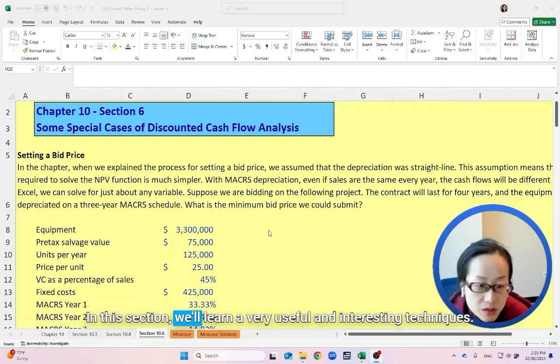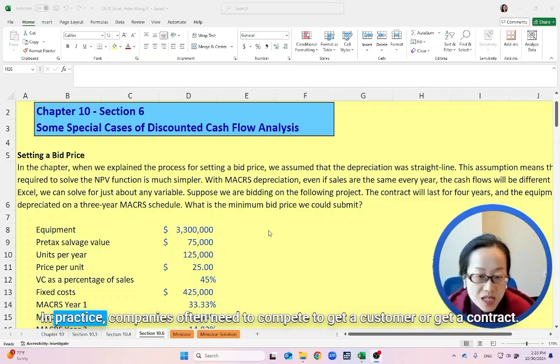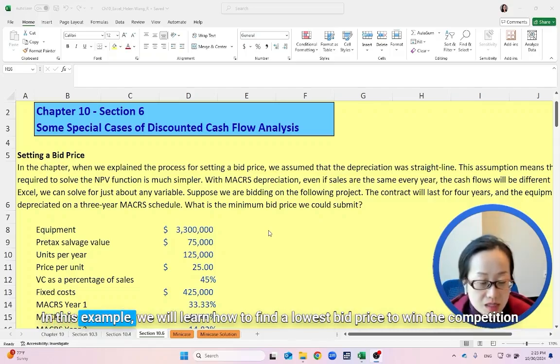In this section, we'll learn a very useful and interesting technique. In practice, companies often need to compete to get a customer or get a contract. In this example, we will learn how to find the lowest bid price to win the competition.